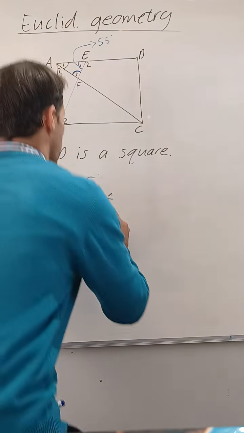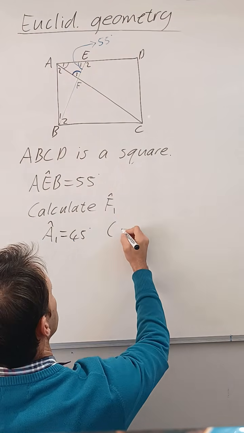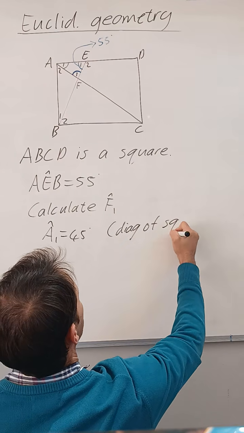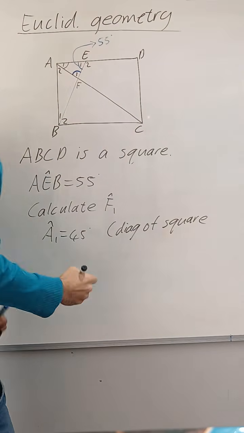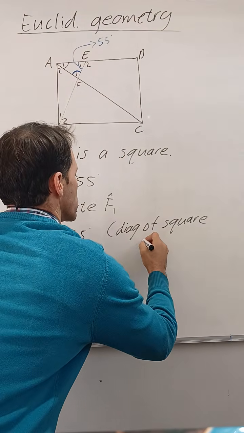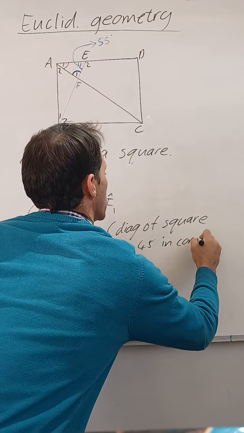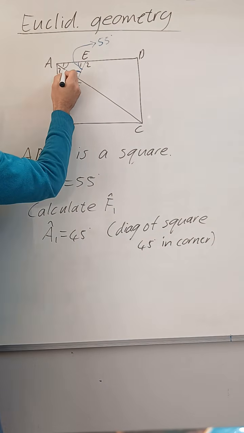It's the corner angle, diagonal of a square. Diagonal of a square makes 45-degree angles. Okay, so the diagonals make 45-degree angles.